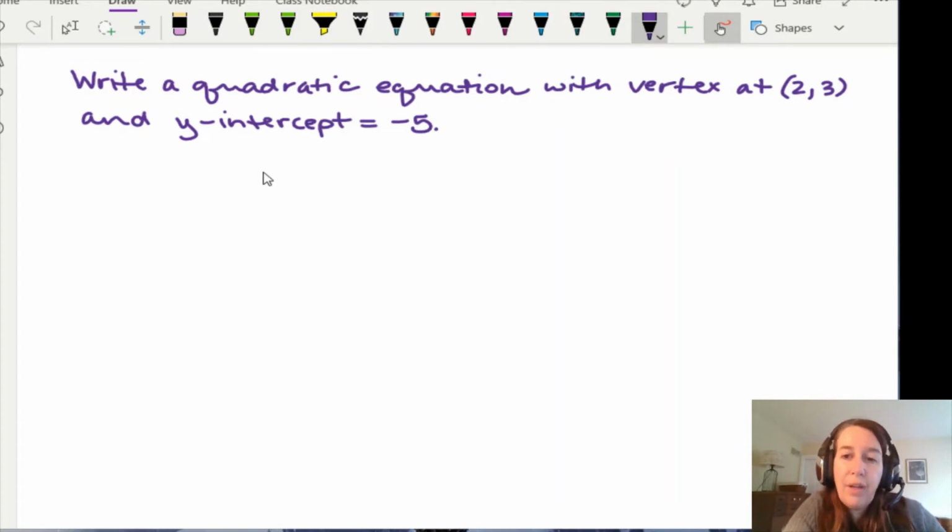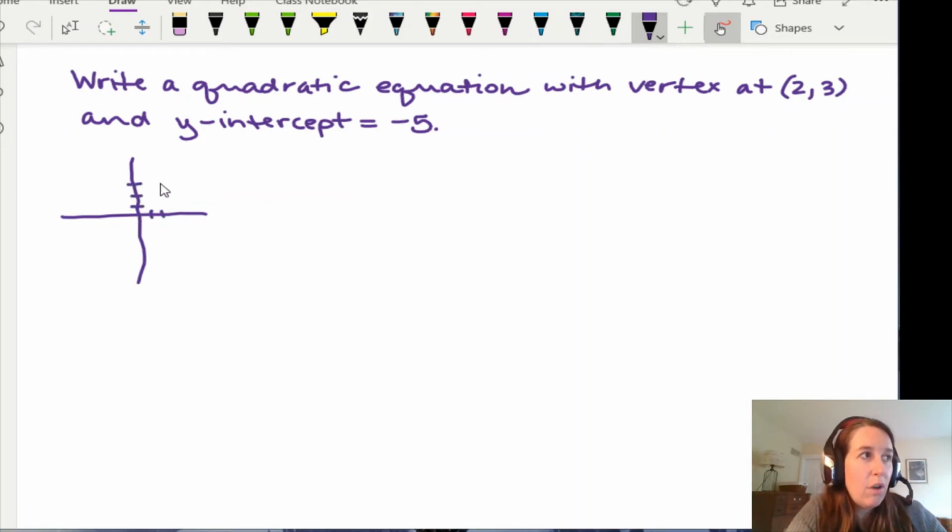Okay, here we have a quadratic equation that we need to write. And all we know about the equation is that the vertex is at 2 comma 3 and the y-intercept is at -5. So when I start this problem, I might want to make a little sketch of what I know. And I don't think that's going to help me find the solution, but I do think it's going to be a good check on my answer when I do find an answer.